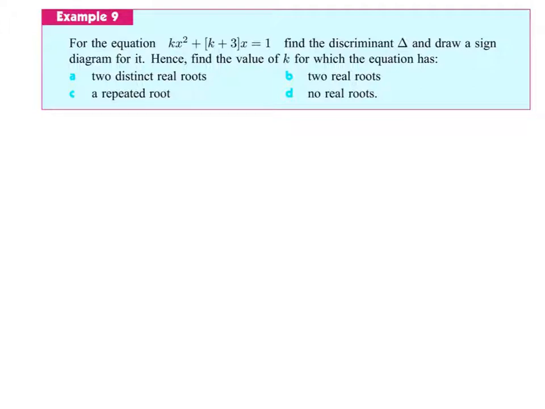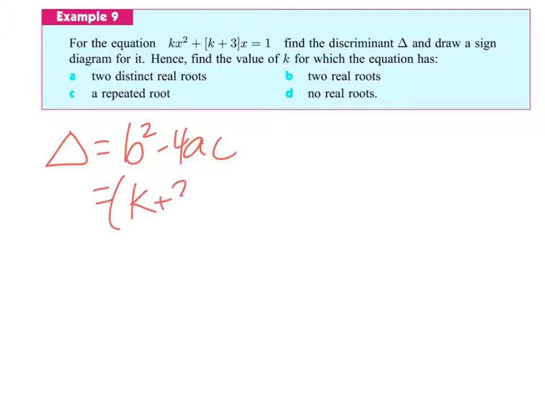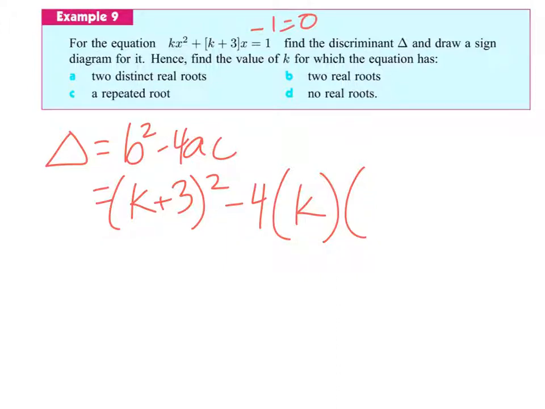So we begin by saying that the discriminant equals b squared minus 4ac. B is k plus 3 minus 4. Our a value is k, and our c value is actually, I need to set this equal to 0, so that becomes minus 1 equals 0 if I reword that. Sorry, that's bad notation, but there we go. And so that c value is negative 1.